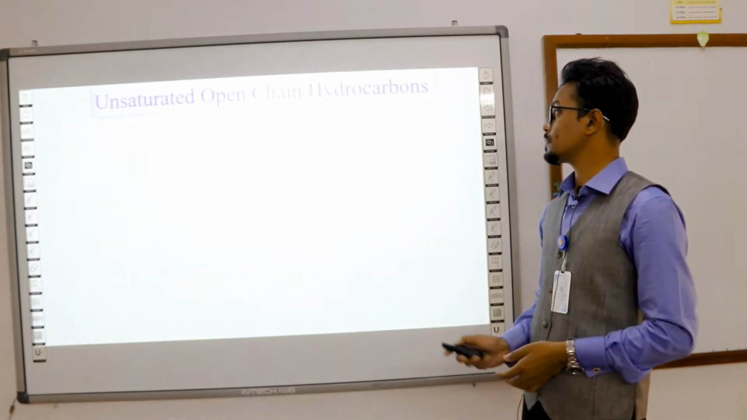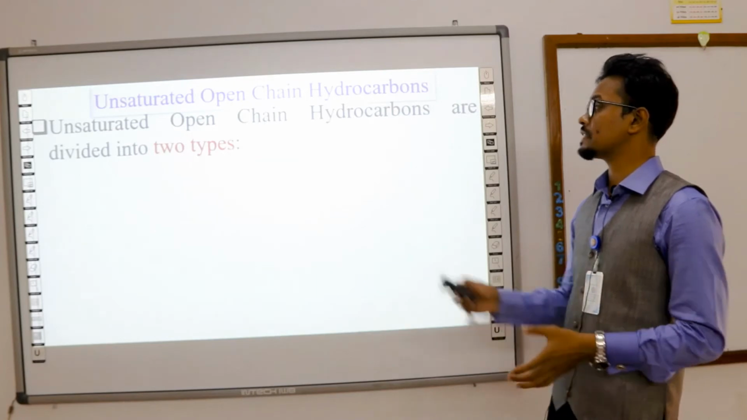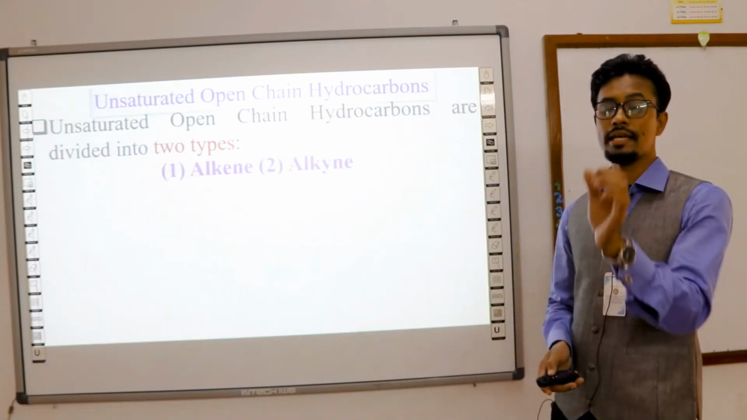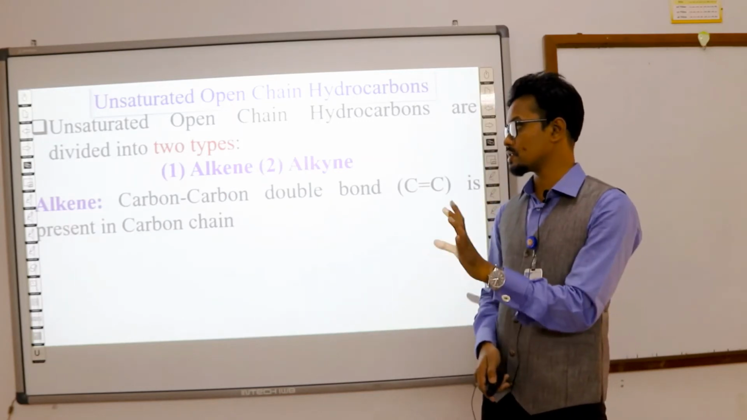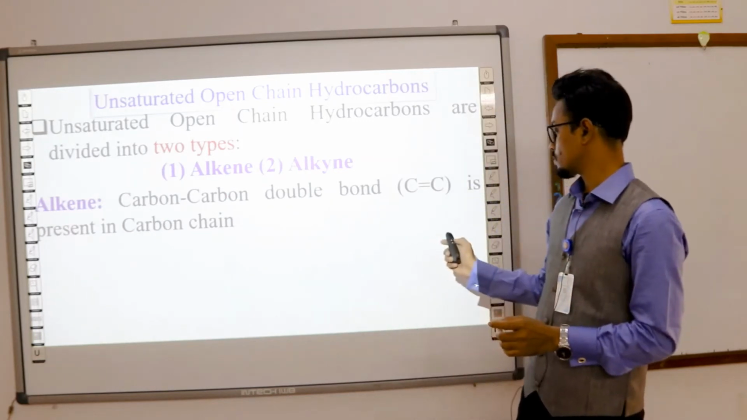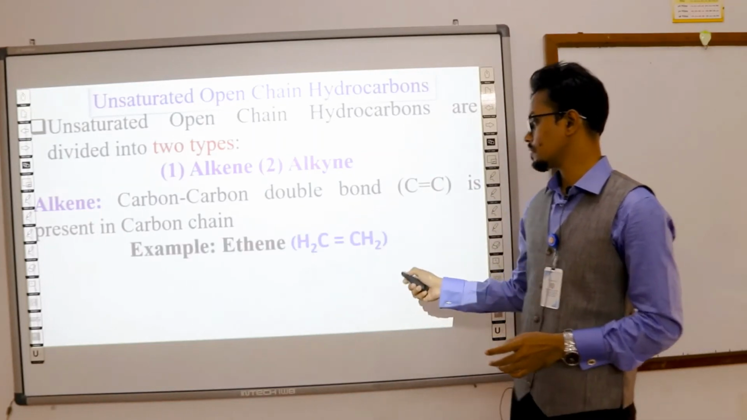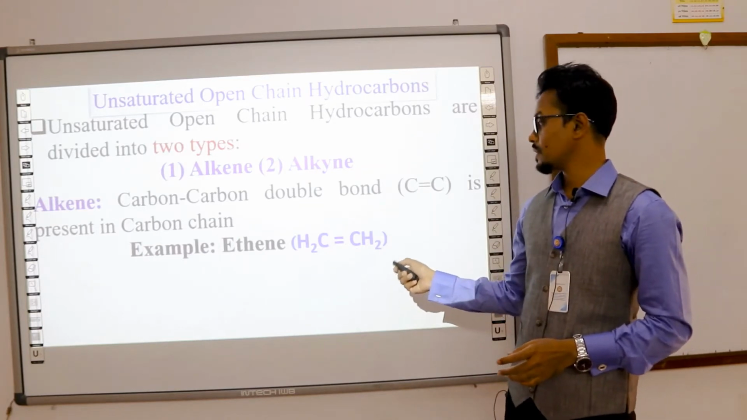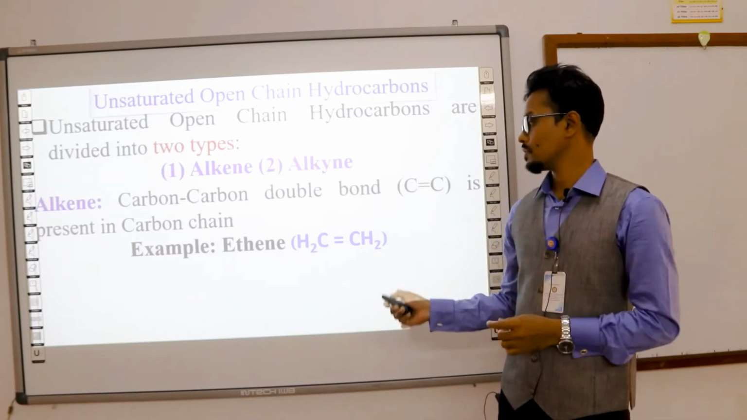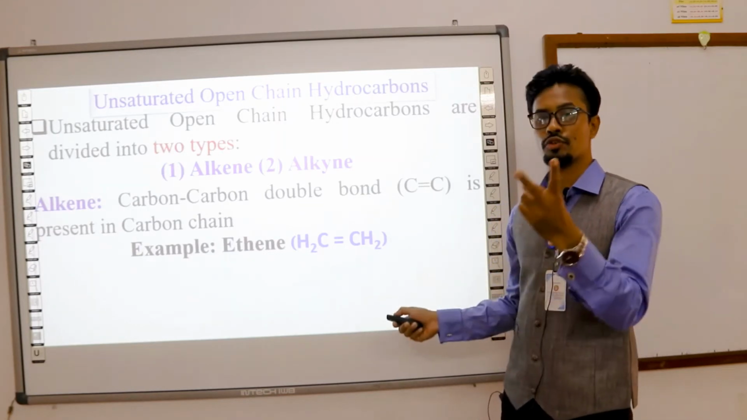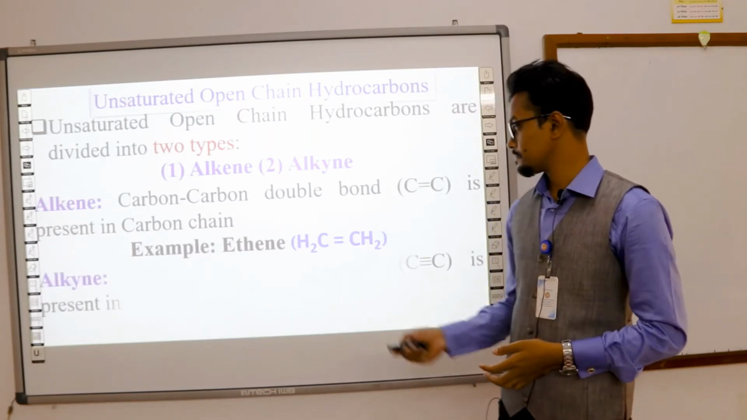Unsaturated open chain hydrocarbons are divided into two types: alkene and alkyne. In an alkene, a carbon-carbon double bond is present in the carbon chain. Look at ethene, it has a carbon-carbon double bond. So when you see a carbon-carbon double bond, you can call it ethene, an alkene. When the number of carbons is 2, it is ethene, 3 propene, 4 butene, 5 pentene, like that.